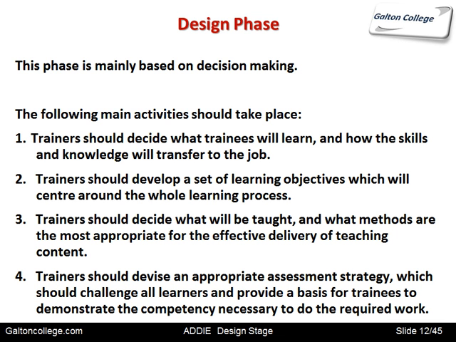what learning objectives will be taught, and the learning objectives should be focused on the requirements of the business, the requirements of the company, perhaps the requirements of a particular manager who wants his staff or her staff to have certain skills. Then point 3, the trainers should decide what will be taught. They should decide what are the essential points that must be put across in order for the attendees to acquire the skills that are required.